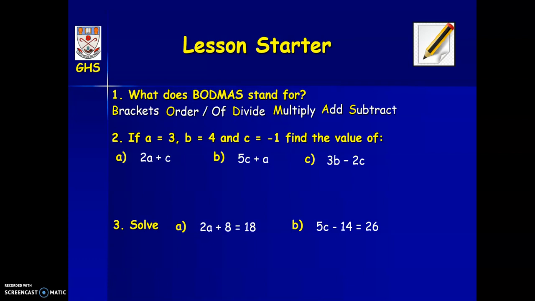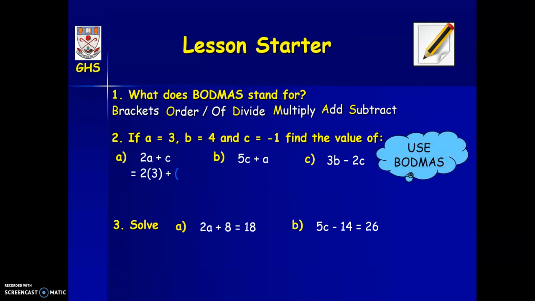For question 2, we're asked if A equals 3, B equals 4 and C equals -1, find the value of 2A plus C. So our method here is called substitution. We replace the letter with the appropriate number. So 2A add C becomes 2 times 3 add -1, which is 6, subtract 1. Remember, we need to remember our rules for signs. So a plus and a minus gives us a minus. So our final answer is 5.